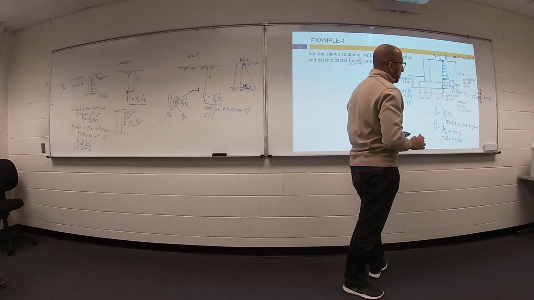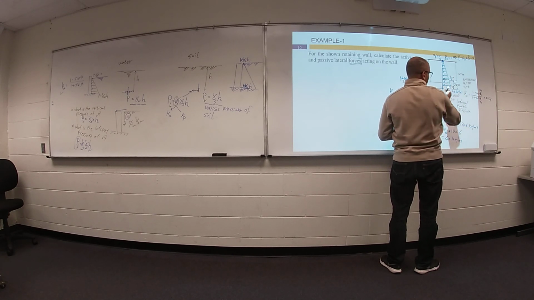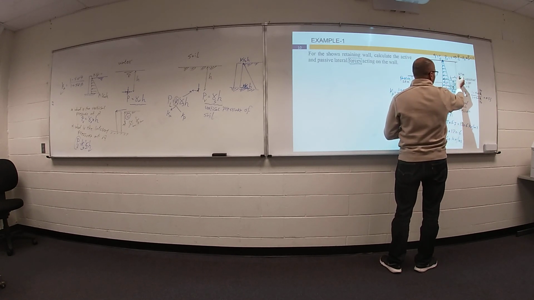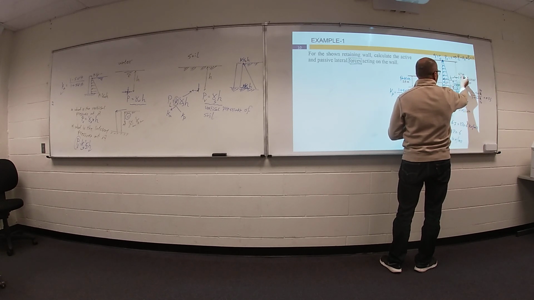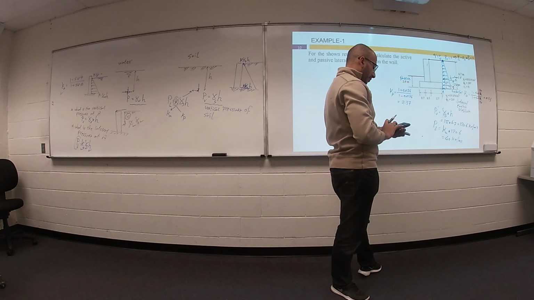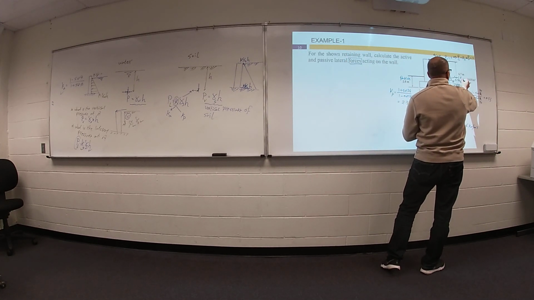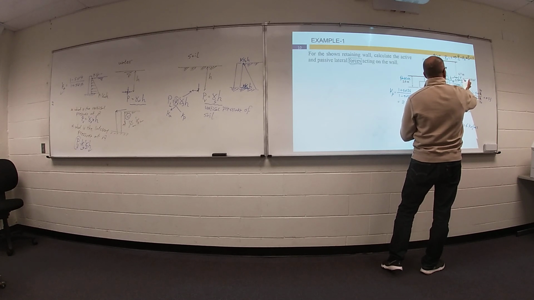What is the value? This value will be 1/2 times 40 times 6.7. Do you agree? Yes. 1/2 times 40 times 6.7, 134. Your value is 134 kilonewton.